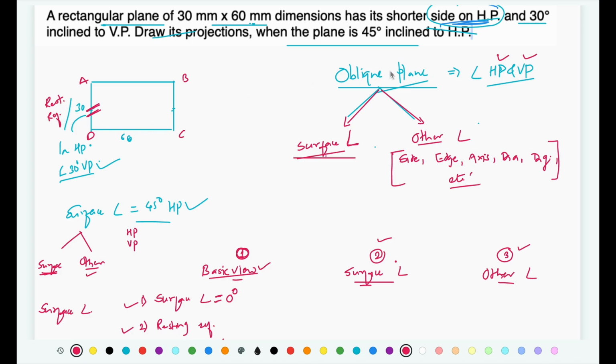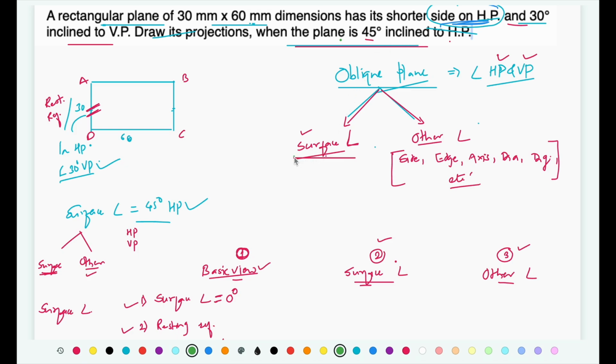Okay, next, and 30-degree inclined to VP, draw its projections when the plane is inclined at 45-degree to HP. Now there are two inclinations, this 45-degree inclination to HP and 30-degree inclination to VP. Now out of those two inclinations, I need to differentiate which one is surface inclination and which one is other inclination. So if you look at this statement, the plane is 45-degree inclined to HP.